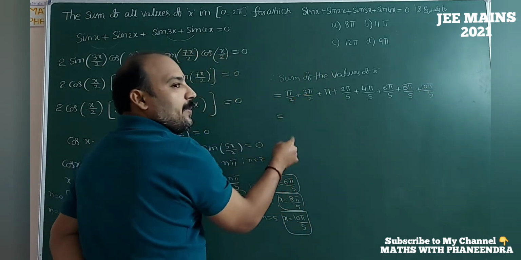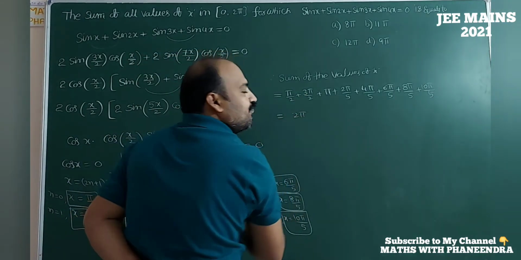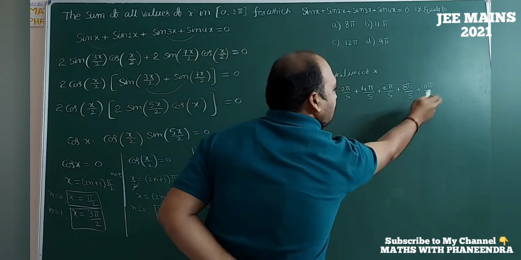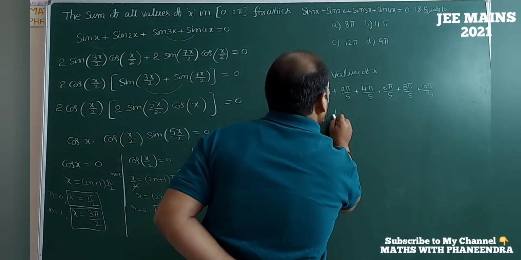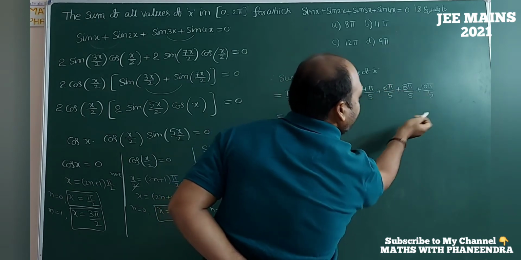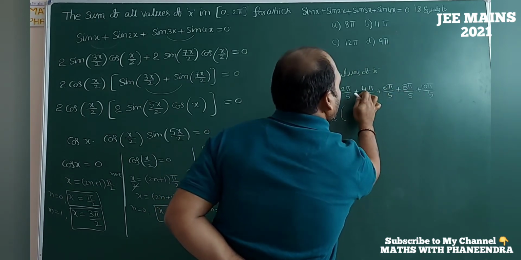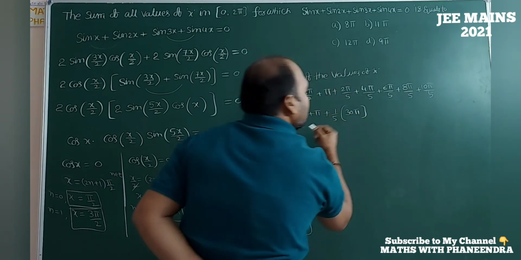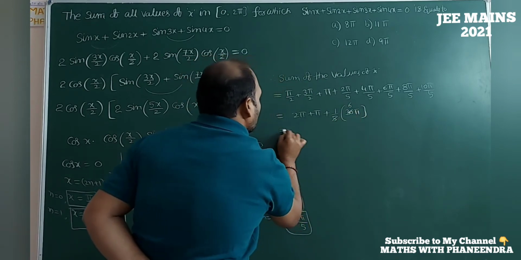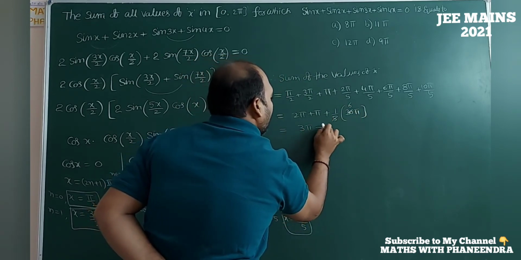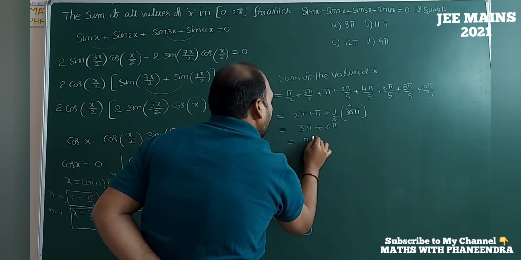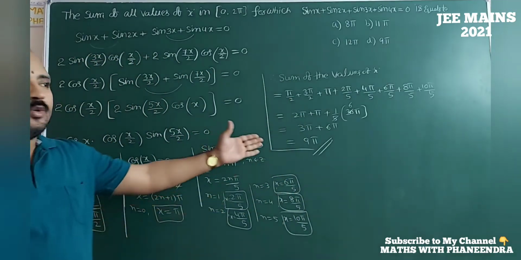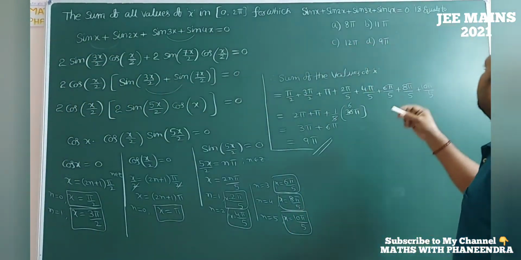So pi by 2 plus 3 pi by 2 is 4 pi by 2, that is equal to 2 pi, plus pi. In all the five terms the denominator 5 is the same, so 1 by 5 of 2 pi plus 4 pi plus 6 pi plus 8 pi plus 10 pi. So 6 plus 4 is 10, 10 plus 2 is 12, 12 plus 8 is 20, 20 plus 10 is 30, 30 pi. So 5 ones are 5, 5 sixes are 30 over 5 is 6 pi. So 2 pi plus pi is 3 pi plus 6 pi, which is equal to 9 pi. Therefore, the sum of the values of x is equal to 9 pi, which is the fourth option.